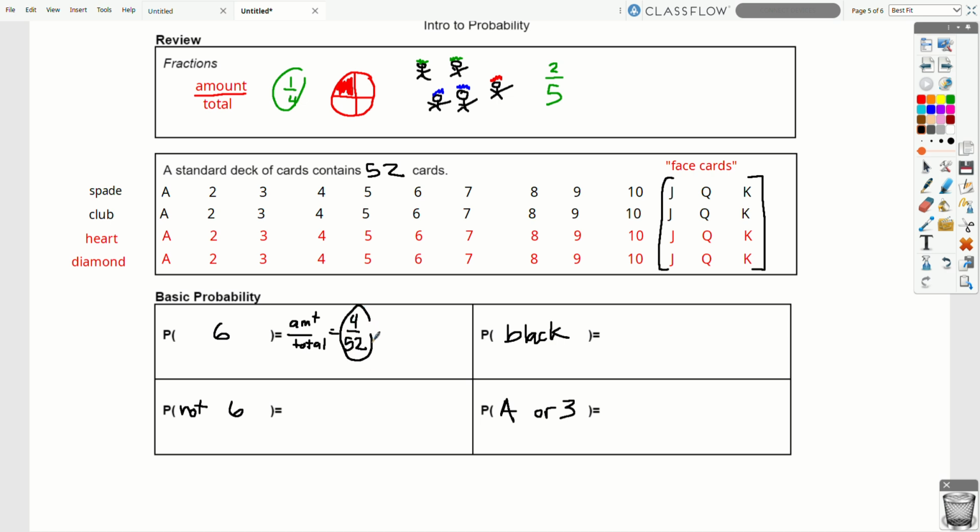So that's our fraction, or our probability of drawing a 6, and then we can simplify it, divide the top and bottom by 4, and we get 1 over 13, which kind of makes sense because there are 13 different kinds of cards, and 6 is one of them.